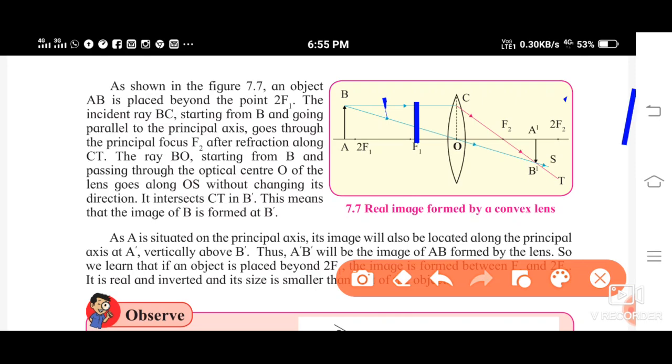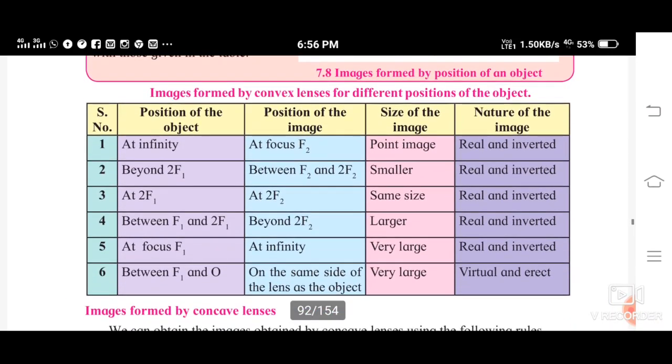Now see, when you keep the object at 2f1, the image is going to be the same size as the object. Then further, when you keep it between 2f1 and f1, the image will start enlarging. It will be bigger than the object. When you keep it on f1, the image will be very, very large. Now I'll show you.